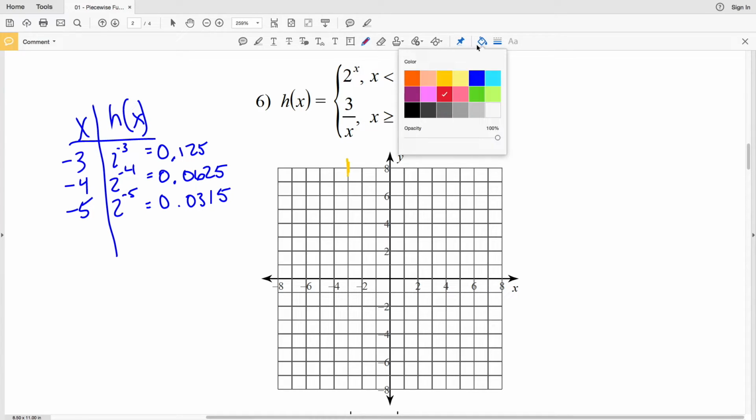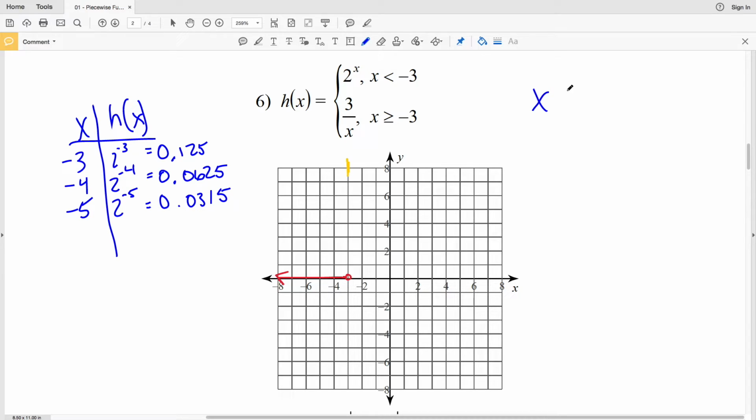So I'm going to draw an open circle around negative 3, 0.125. And then the rest of my function towards the left is going to be very, very close to that x-axis. Now I'll enter in values for the second part of my function, h of x. And right away, looking at this, I can see that I'm going to have a vertical asymptote where x equals 0 because that's going to be undefined. So I'm going to have a point of discontinuity at x equals 0. So I'll go ahead and draw that vertical line.